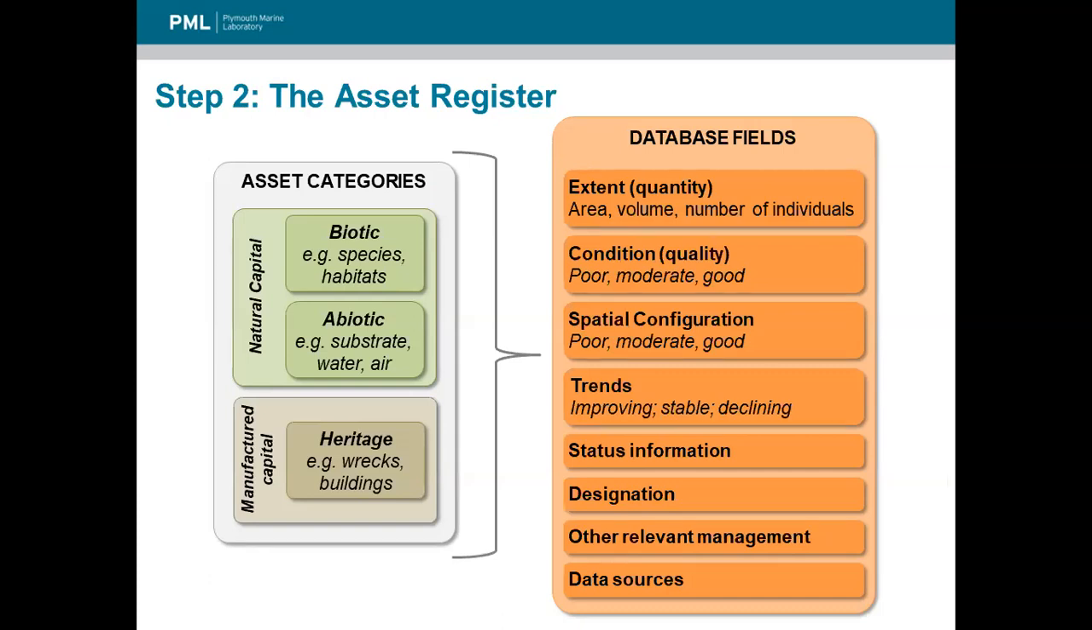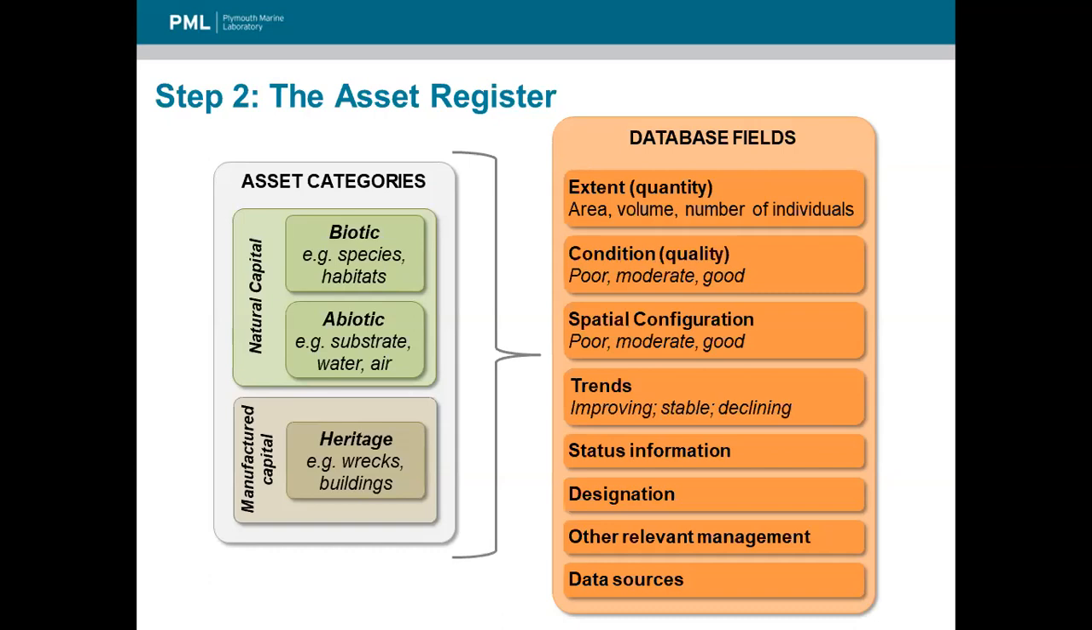But the other element of spatial configuration is about things being in the right place, because while things like salt marsh and woodland can provide ecosystem services like flood mitigation or pollution assimilation, they can only do that if they're in the right place relative to the sources of pollution and to watercourses.